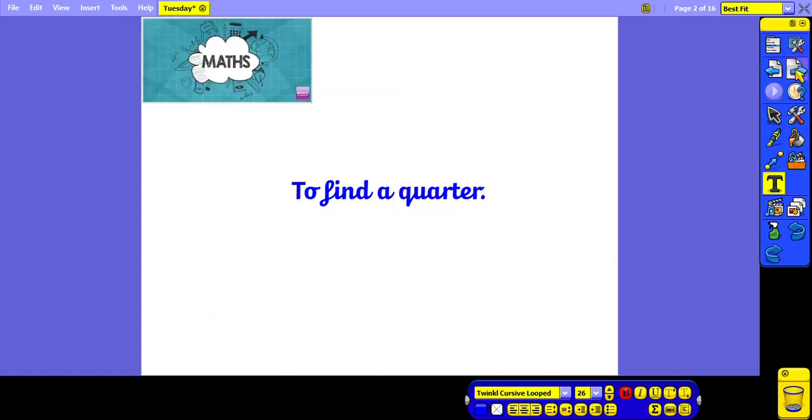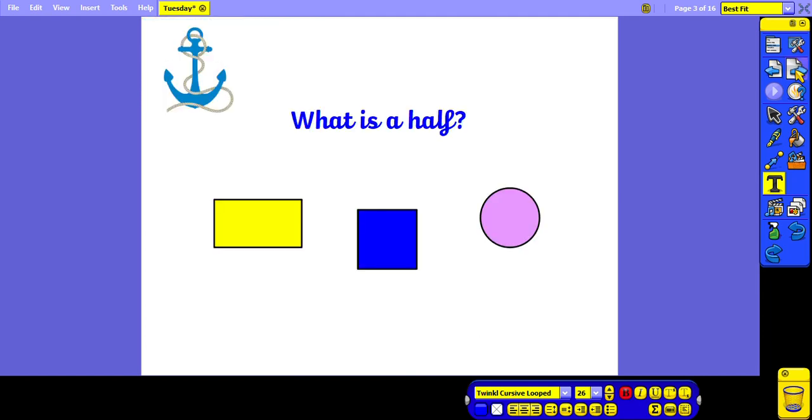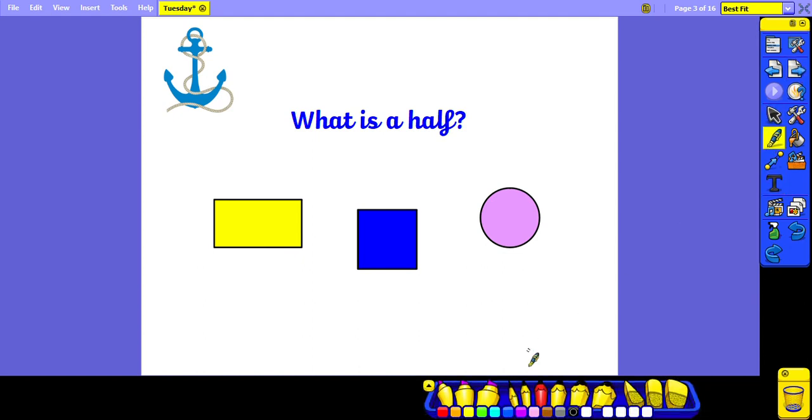Today's lesson is all about finding a quarter. Before we talk about what quarters are, we're going to remind ourselves about finding a half. Here I've got some different shapes. If I wanted to find a half of the rectangle to begin with, I could draw a line straight down the middle. This would give me two equal parts. Just one of those parts would be a half.